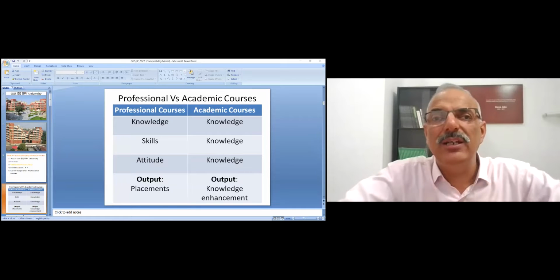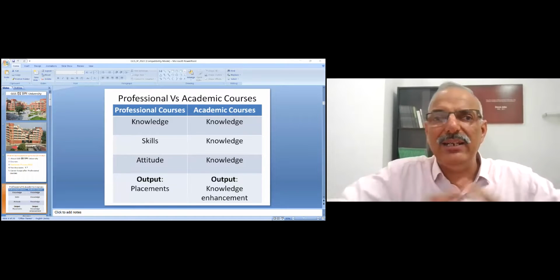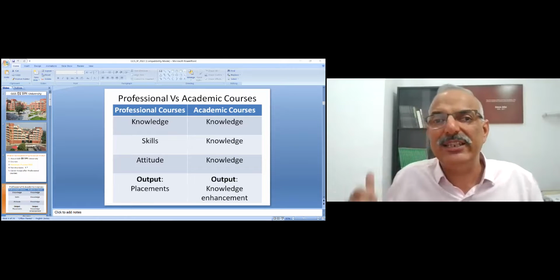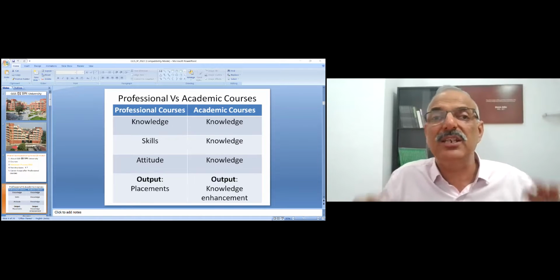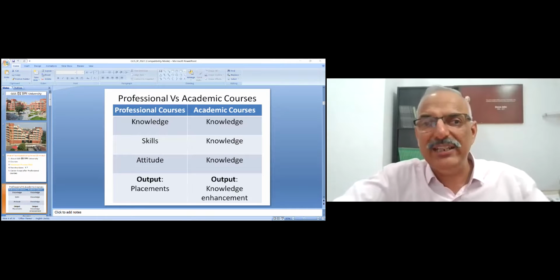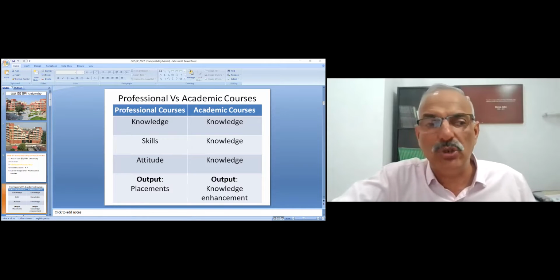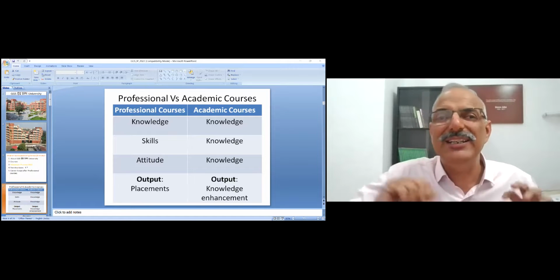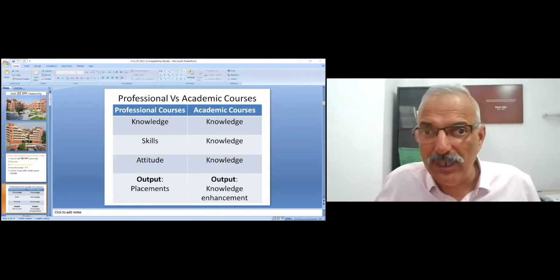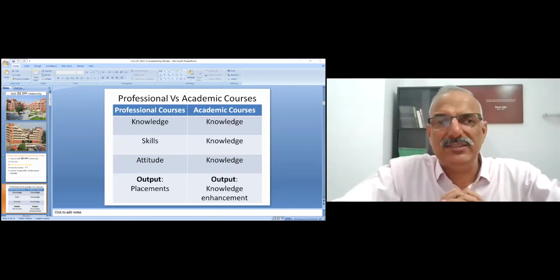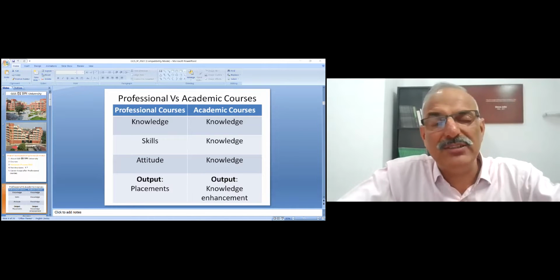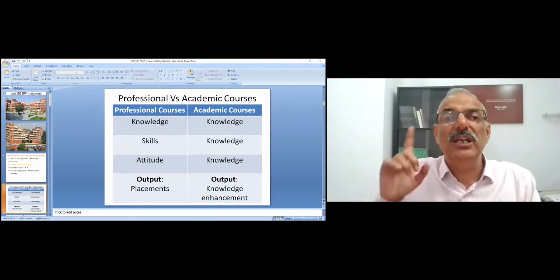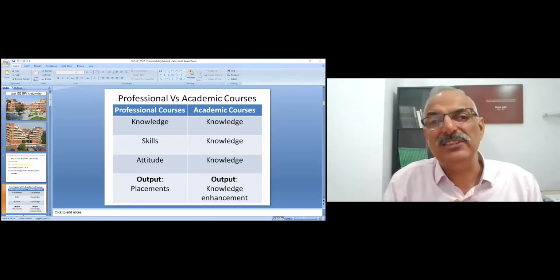Say, for example, you are doing journalism, then a specific attitude is needed for a journalist. For example, timelines. Sticking to the timelines is something which a journalist must have. So such attitude is provided by a professional course, and therefore the output of a professional course is not knowledge enhancement, it is placement, it's a job. So the comparison we can summarize like this: a professional course trains you for a specific job, while an academic course does not train you for a specific job.